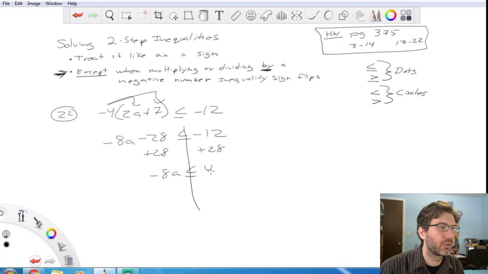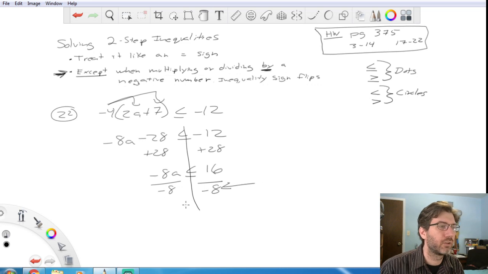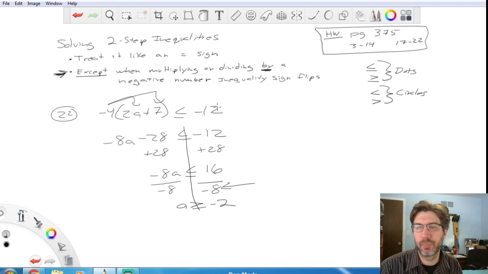What is that, 40? I'm sorry, those are different signs. Subtract them and you get 16. And here's your negative. So that becomes A is negative 2. That's an A. Yep. Not simple. That's all there is to it.